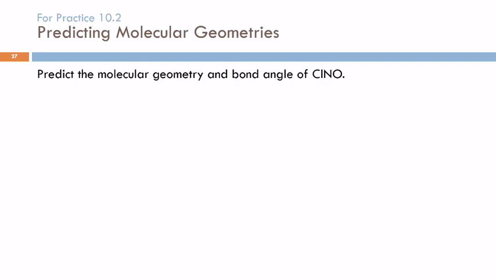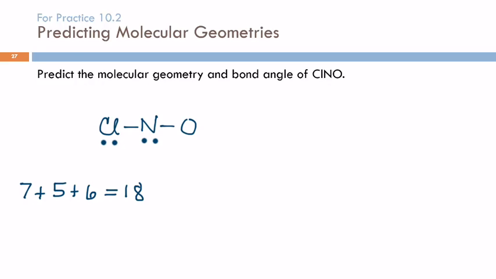Let's do some examples. Predict the molecular geometry and bond angle of ClNO. What do we have to do first? Lewis structure. ClNO. Well, I need electrons, right? Chlorine has 7 valence electrons. Nitrogen has 5. Oxygen has 6. So that's what, 18? So I've got 2, 4, 6, 8, 10, 12, 14, 16, 18.